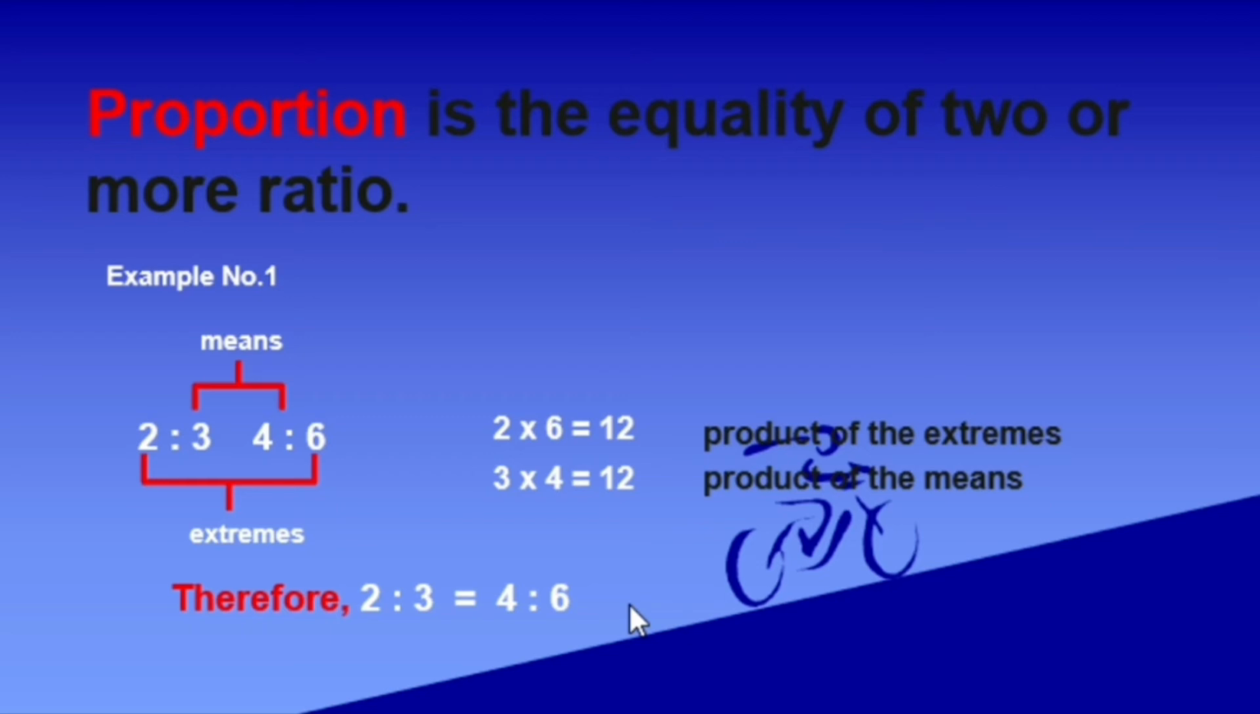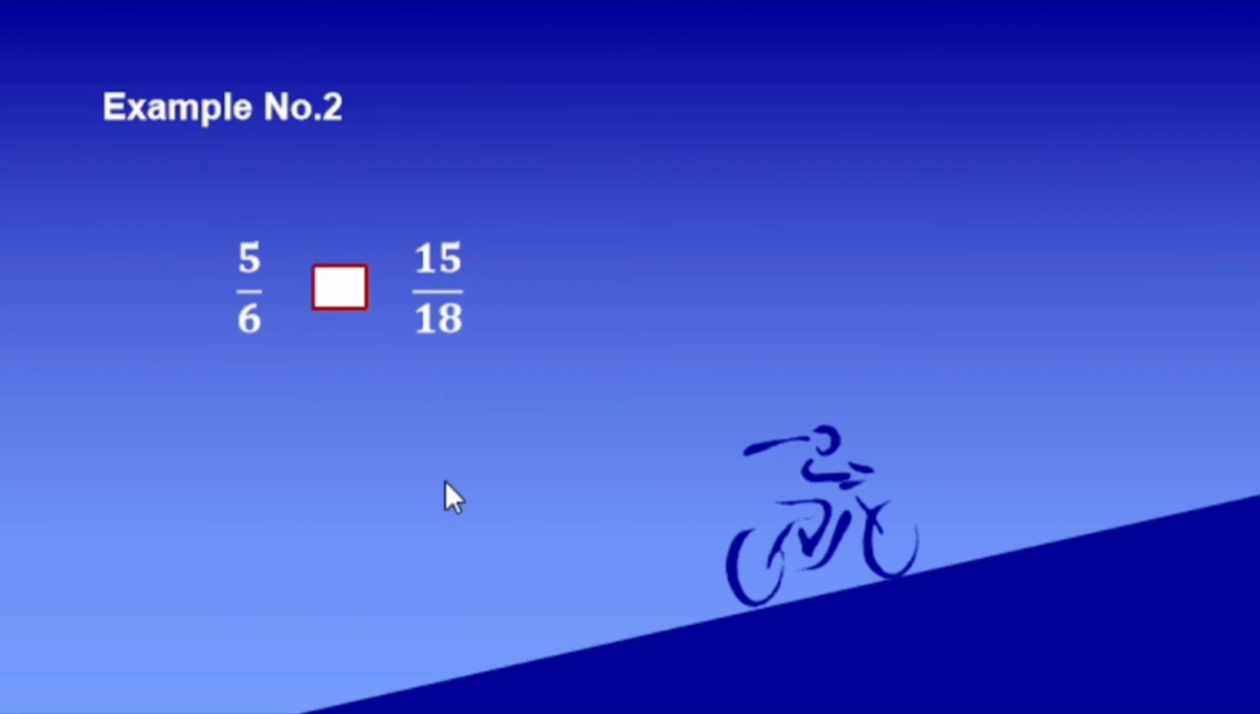naka-fraction form siya. Another way of getting the product of the means and the extremes is through the use of cross product. Okay. I-multiply lang natin ang first term and ang fourth term to get the product of the extremes. We have 5 times 18. Then, next is get the product of the means, which is 6 times 15 is equal to, kung mapapansin ninyo, meron pang question mark kasi nga inaalam pa natin kung siya ba ay equal o hindi.